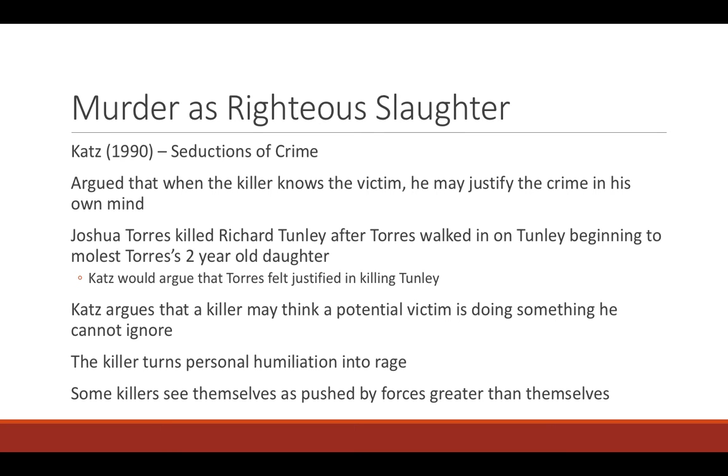So Katz argues basically that a killer may think a potential victim is doing something that the killer just can't ignore, and the killer turns personal humiliation into rage. So some killers see themselves as pushed into their behavior by forces greater than themselves.